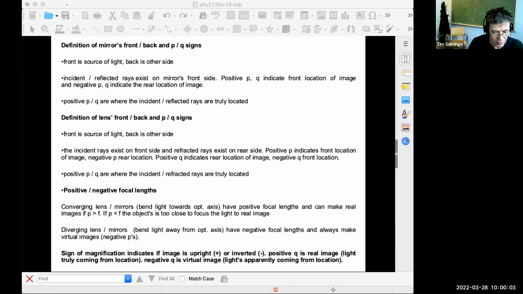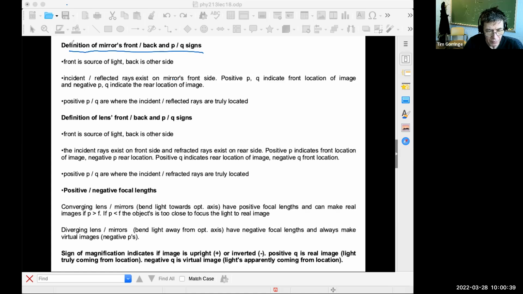So I tried on this slide to make a bunch of bullet points related to the signs of object distances, image distances for mirrors and lenses, focal lengths for mirrors and lenses, and the meaning of the sign of the magnification for mirrors and lenses. So let's start with mirrors, and let's just discuss the signs of the object and image distances.